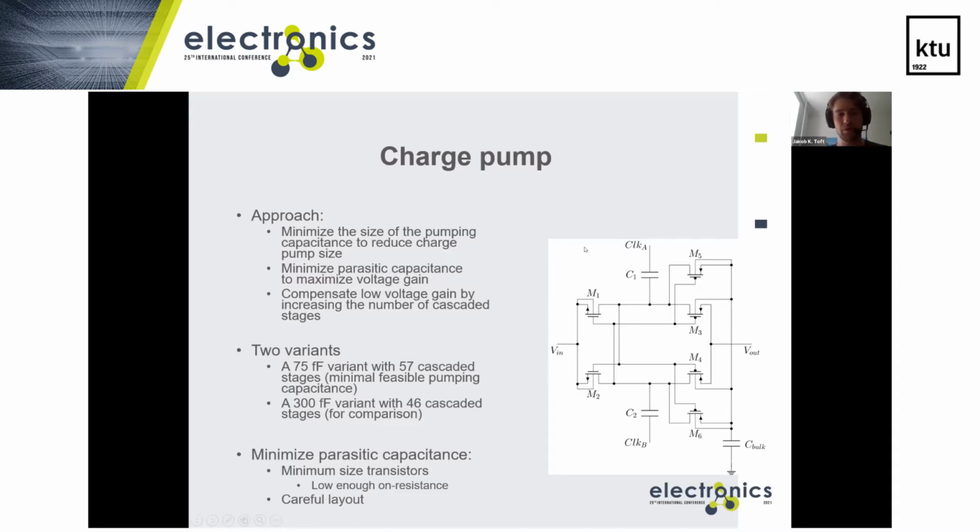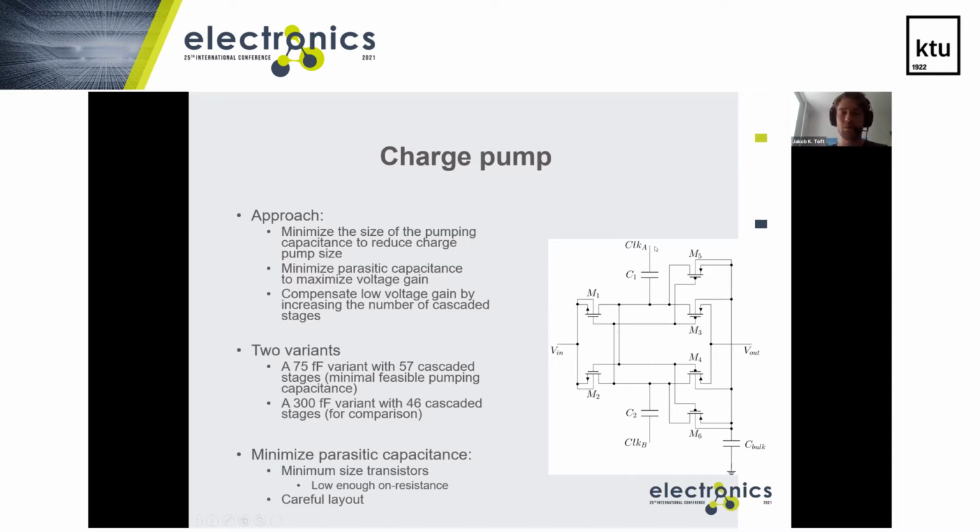So I implemented two variants, a variant where a 75 femtofarad capacitor was used for C1 and C2, which required 57 cascaded stages. 75 femtofarads was the minimal feasible pumping capacitance, and capacitance below this had diminishing returns in terms of area. And then I implemented the 300 femtofarad variant, which only required 46 stages to reach 180 volts from the 5-volt supply. That was implemented to have something to compare the minimum size implementation with.